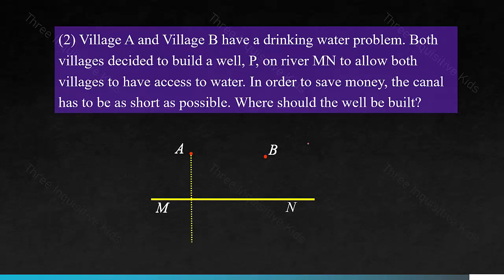What we can first do is reflect one of these points, A or B, across MN to get A1. Then, since we know that a line segment is always the shortest distance between 2 points, we can connect A1 and B together. And that's the shortest distance between A1 and B. Now, all we have to do is plot a point right over here. So that's point P. And if we build the well over here, it would be fair for both villages A and B because they both have to walk the shortest and equal amount of distance to get to the well.